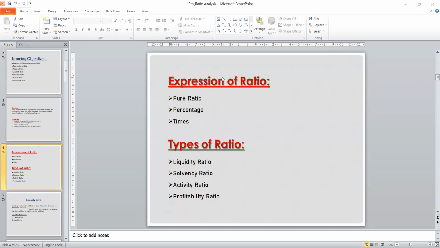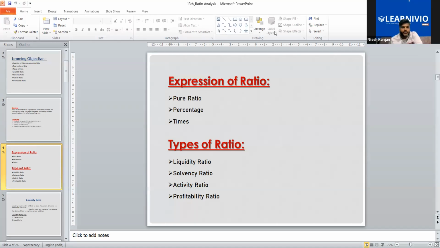Okay. So this is types of ratio. When we say types of ratio, it means there are different categories of ratio with different purposes. So the first one here you can see is liquidity ratio. Now, one by one, we are going to discuss all these types of ratio.